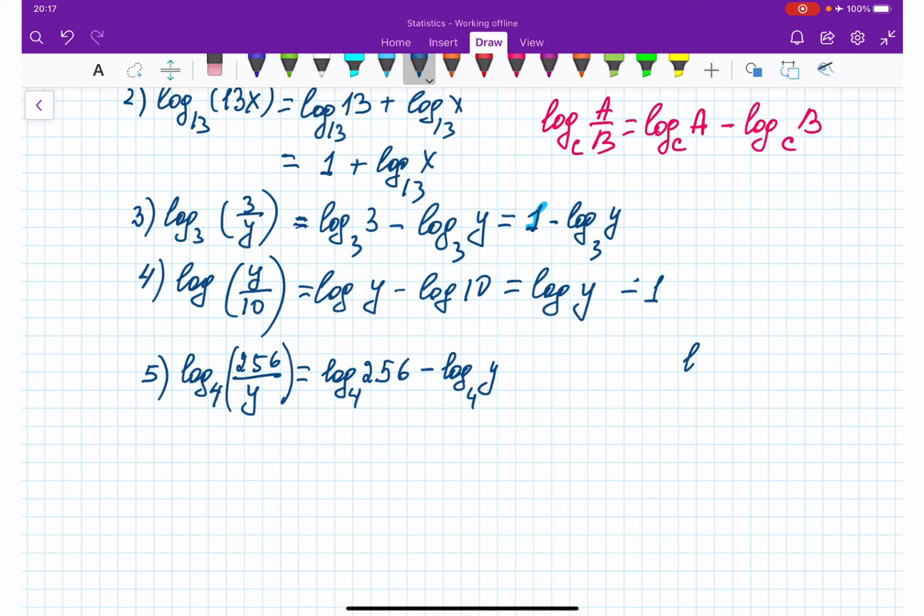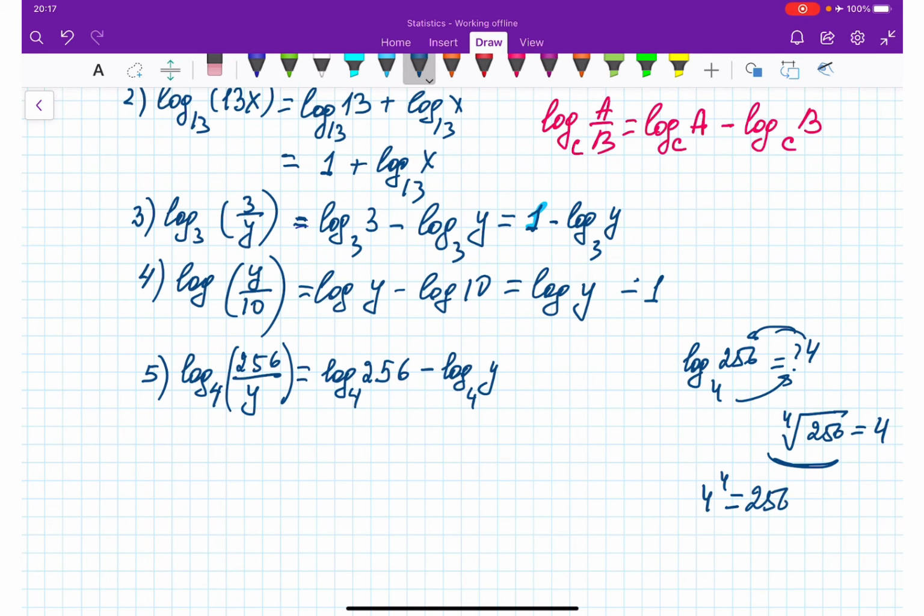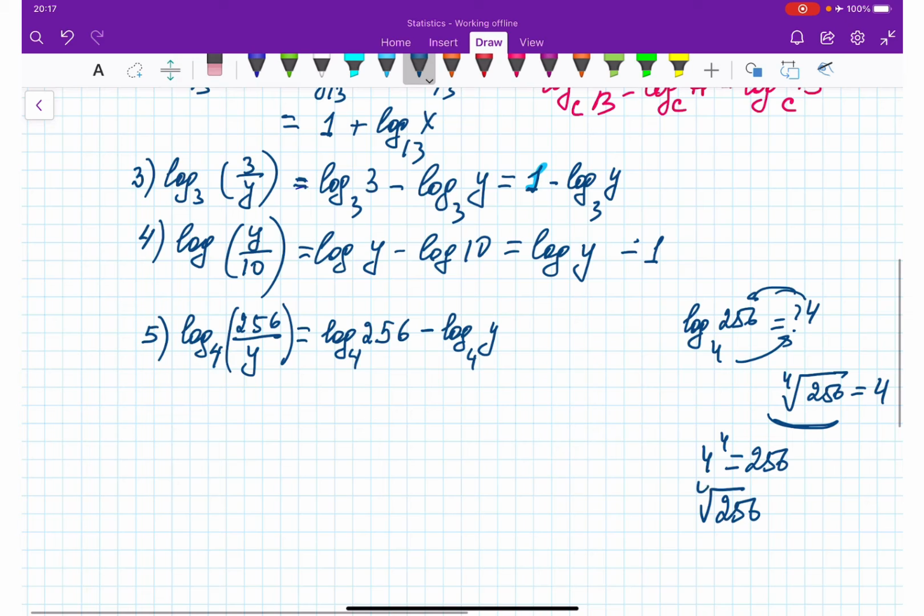Now, if we take logarithm 256 by base 4, so 4 we raise to what degree to get 256? Or if you check on a calculator, you take the radical of degree 4 from 256, and that is going to be 4, which means 4 we have to raise to power 4, and that will be 256. How did I come up with this? We're going backwards. 4 to power 4 is equal to 256, or I can write the opposite operation: radical of degree 4 of 256 is equal to 4.